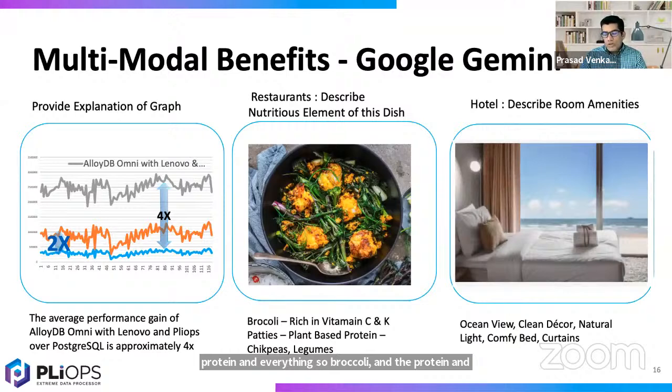Then when you go into tourism, where it could be applicable to Airbnb or a hotel, you take a picture of this and say, provide a very descriptive view about the room amenities. It gave me an ocean view, clean decor, natural light, a comfy bed, and so on. This way, from the images you can start generating the required text, so that based on the particular personas that you're thinking about, you can start populating that information and create rich marketing content out of these multi-models.